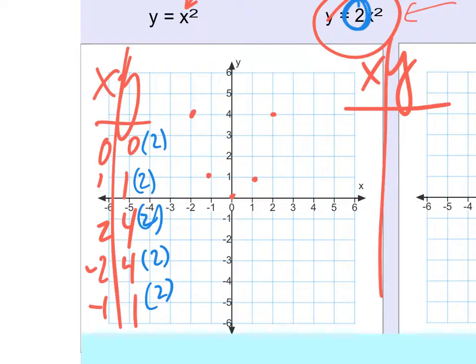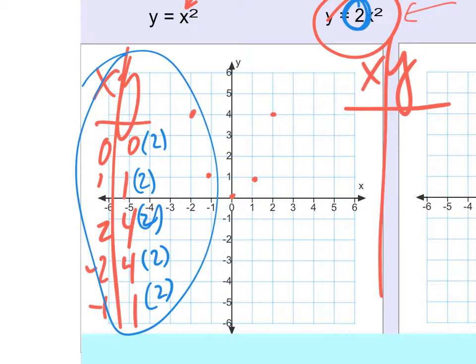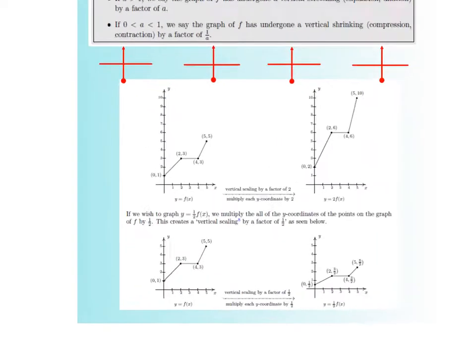Now you might say, I'd rather just make a new chart for this one. I agree, I would too. But I need to teach you this chart method because there are some functions that you don't know. You don't know what the equation is. Let me give you an example of that. Let's go to the next page.